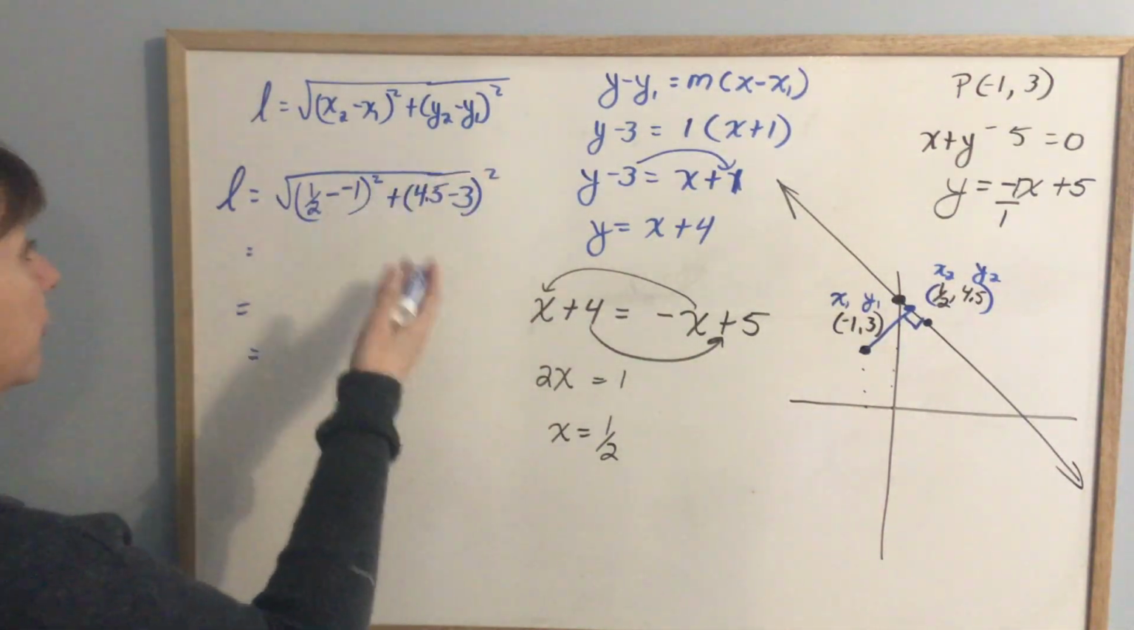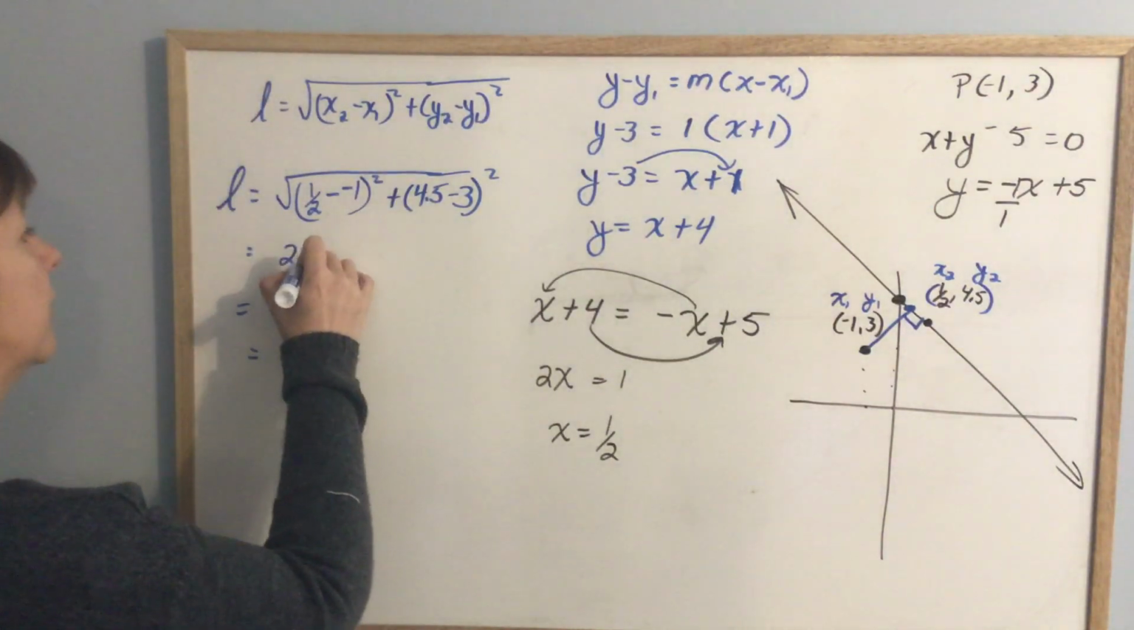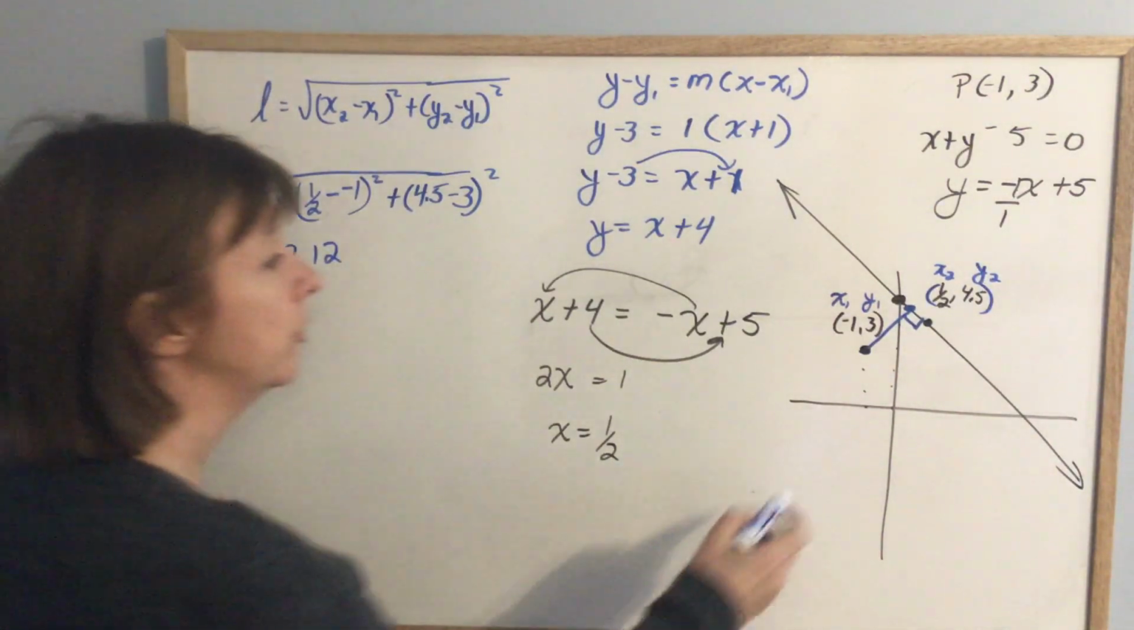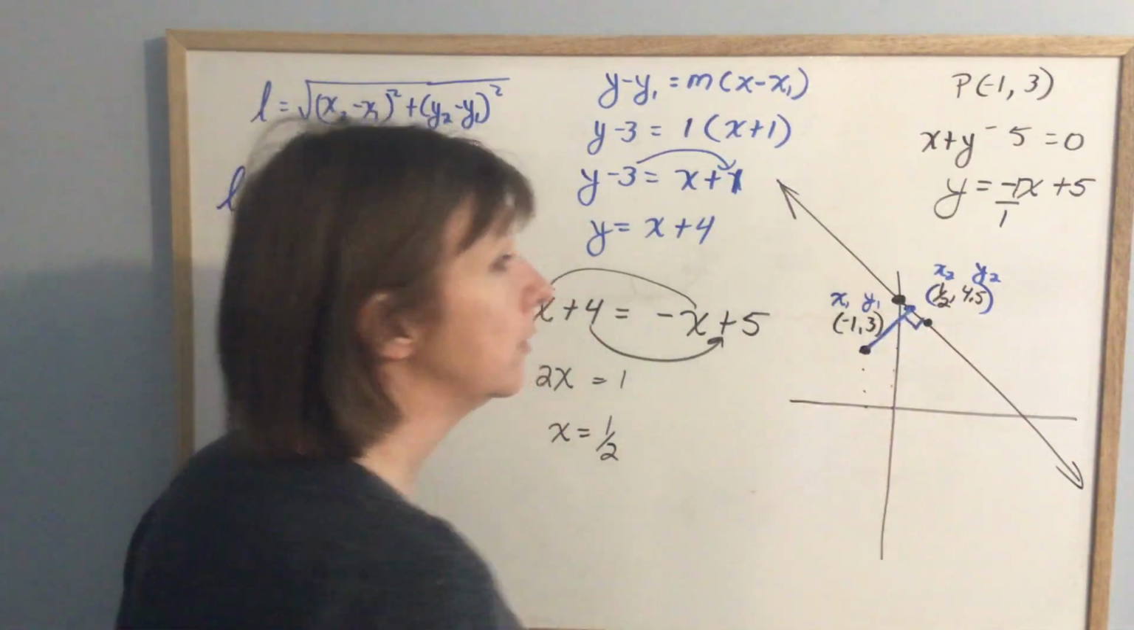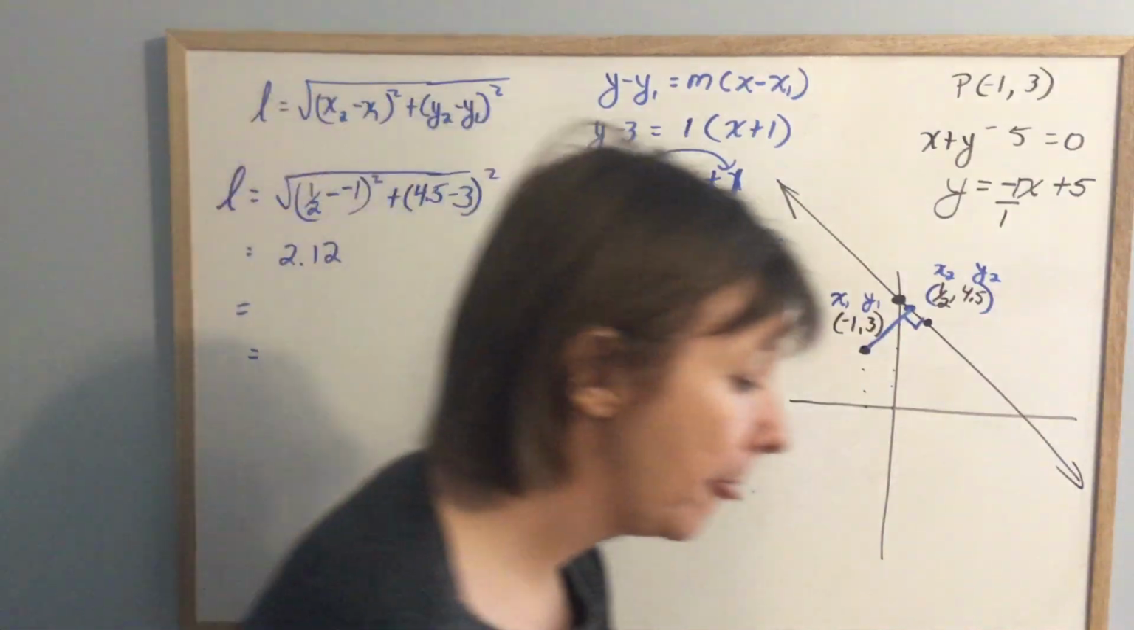And so I just put that all into my calculator. It turns out it is 2.12. So the length of this line is 2.12 units long.